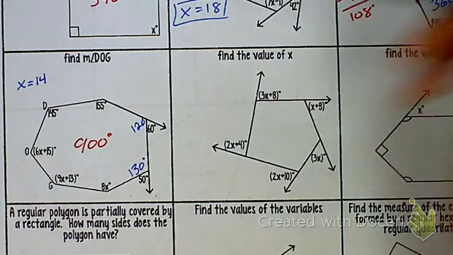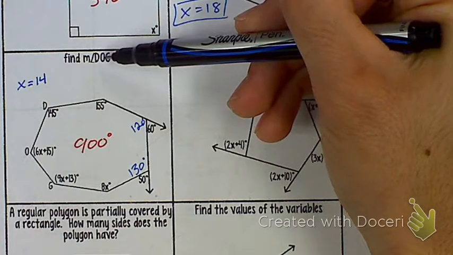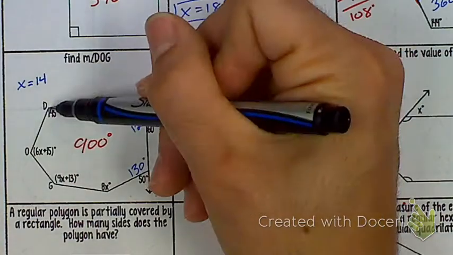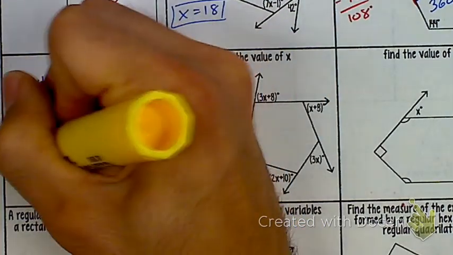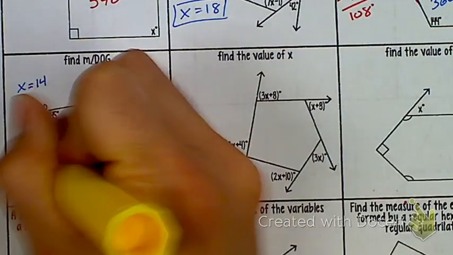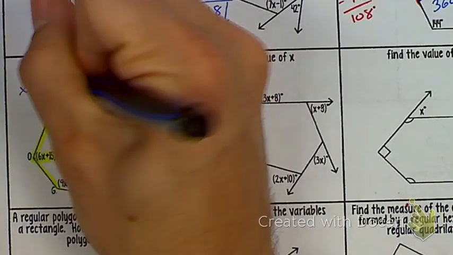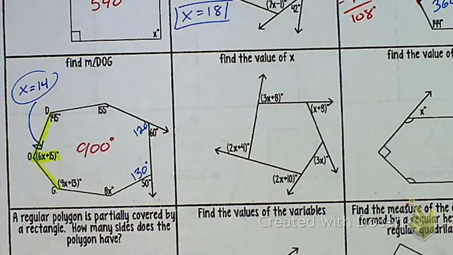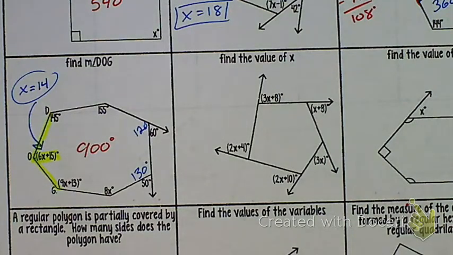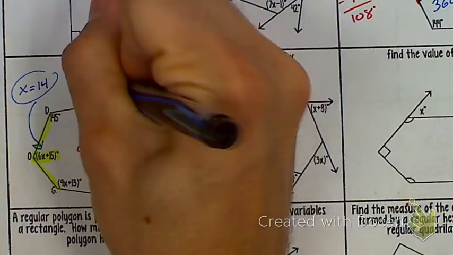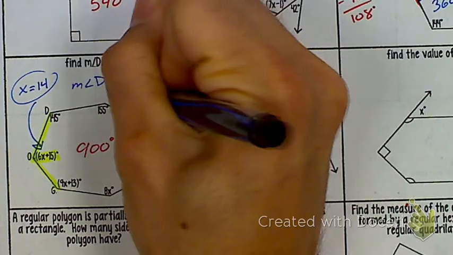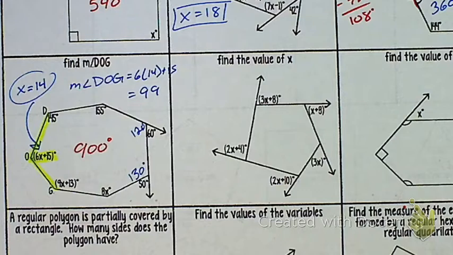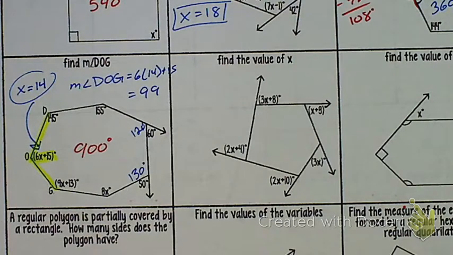Alright. But now I'm trying to find the measure of angle DOG. Which one is it? Is it the D, the O, or the G? The O. You start here, go to O, then to G. It makes the corner on O. So you plug it back in, and you get how much? 99. Good. Any questions?